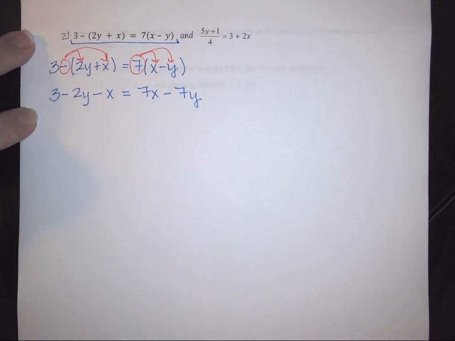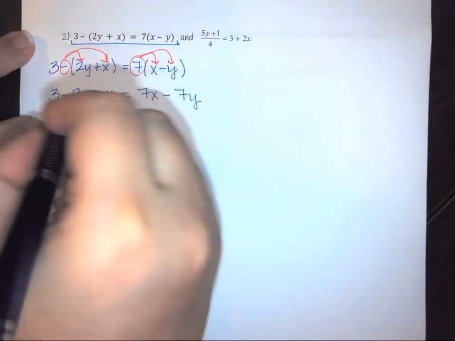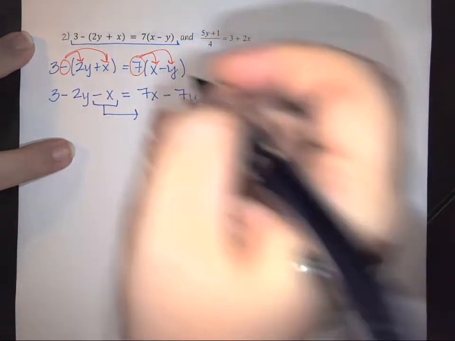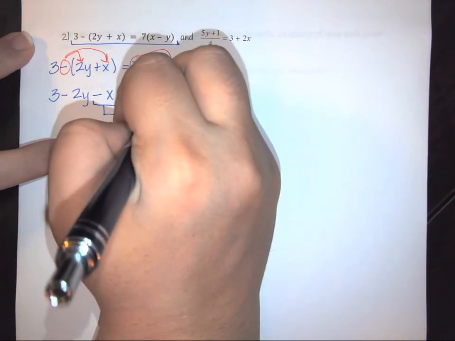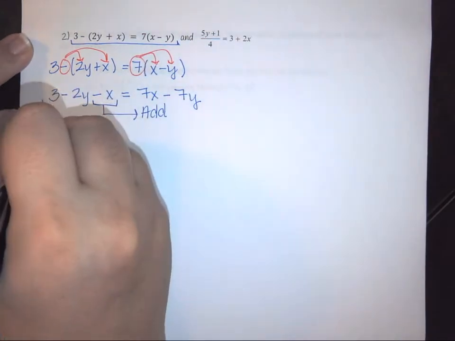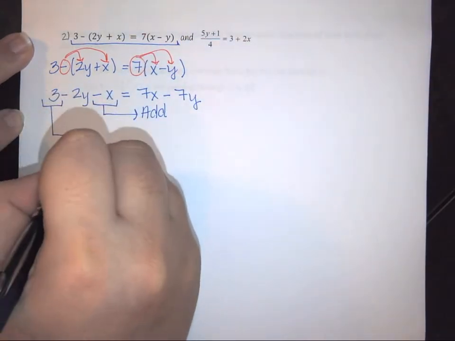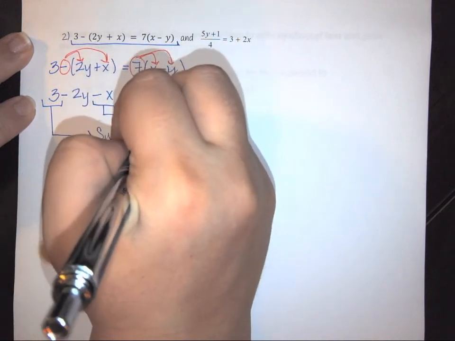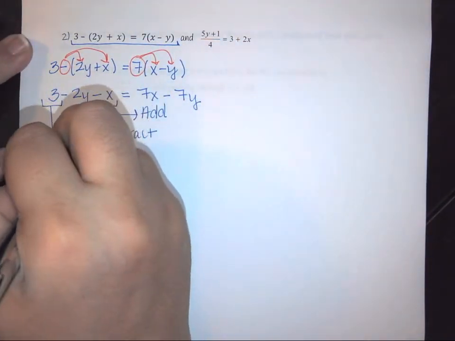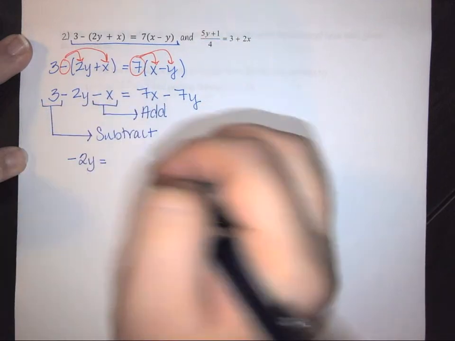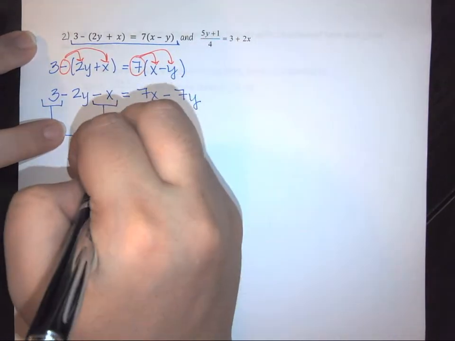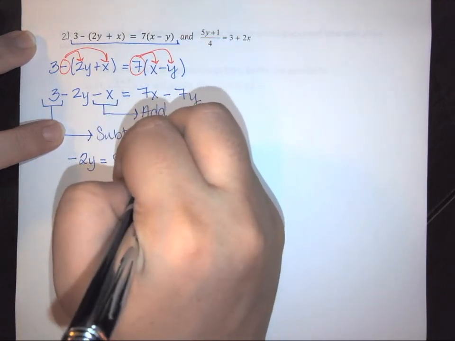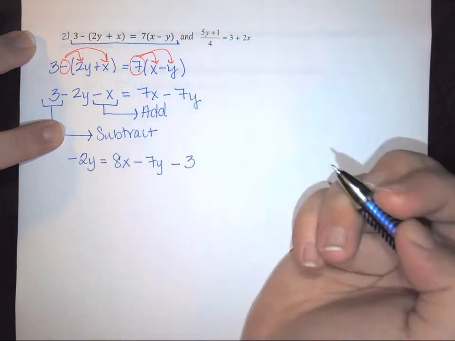Now I need to get my y totally by itself. So I'm going to go ahead and take this x and move it over. It is negative, so I have to add. I'm also going to take the 3 and move it over. Since it's positive, that says I have to subtract. Leaves me with a negative 2y is equal to 7 plus 1 gives me an 8x. And then this is minus 7y and minus 3.